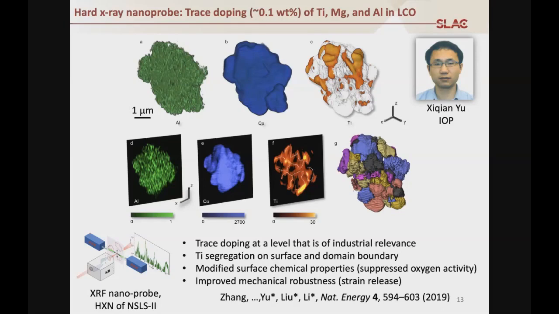And being able to map out the spatial distribution of these trace elements is very important, because as I highlight here, the doping ratio is only 0.1%. It's very low, so it requires imaging methods with very high sensitivity to really recover the distribution. And this study suggests that these dopants have different ways to contribute to the improvement of the performance.